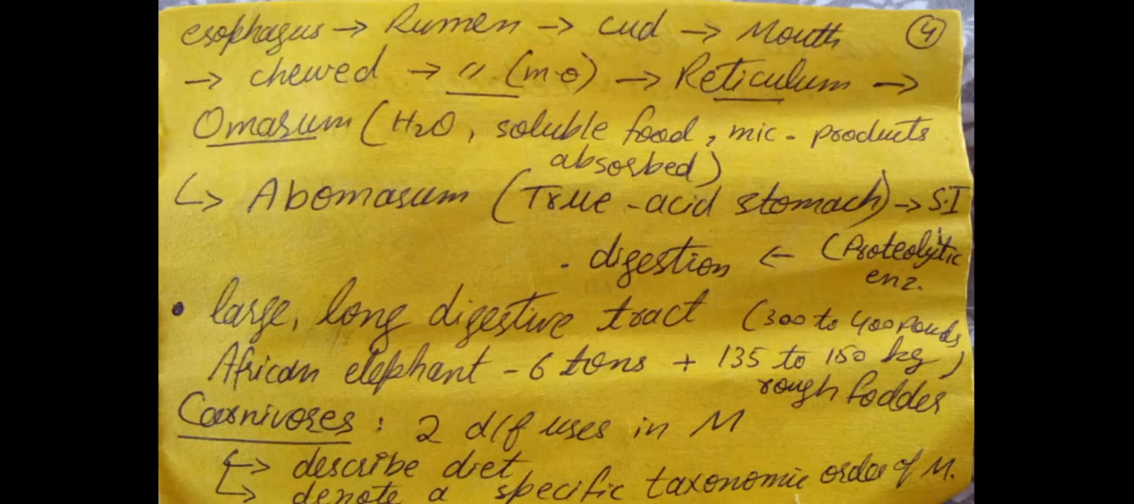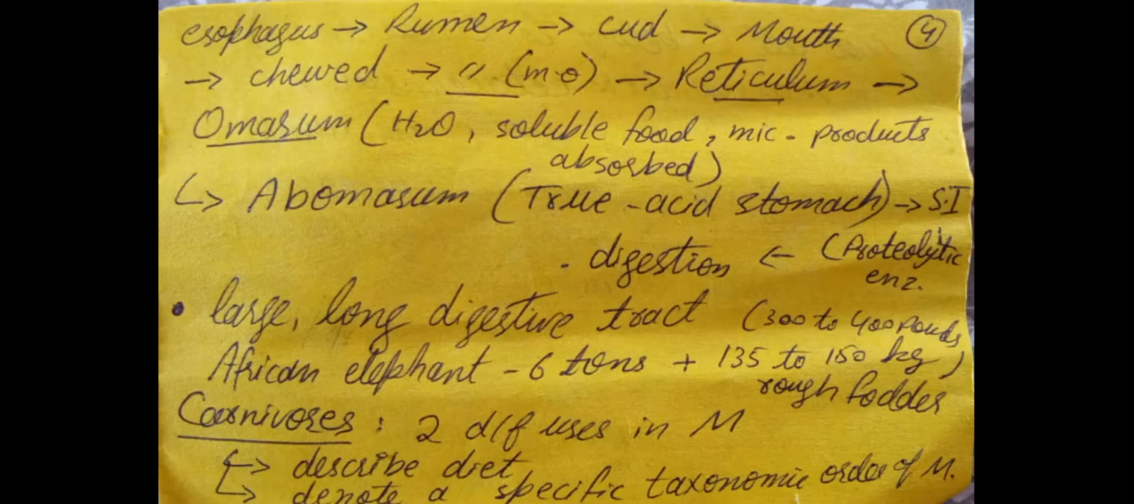Next is about the large and long digestive tract that is found in the African elephant. An African elephant weighs 6 tons, and it can consume 135 to 150 kg of rough fodder, equal to 300 to 400 pounds. The third feeding category is carnivores.